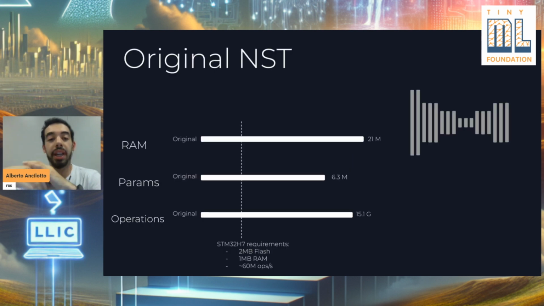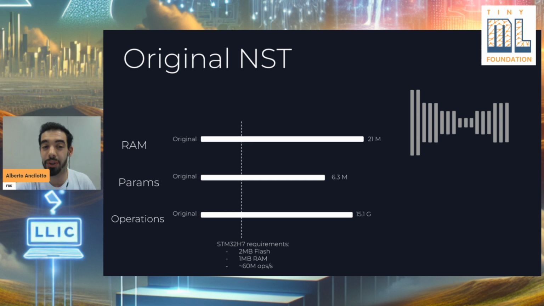So here I have an example of what happens when we do this with our style transfer network. In particular, here we have a small breakdown of the original style transfer network that we were using. And you can see that we are using a big amount of RAM, 21 megabytes. We have a lot of parameters. We require a lot of operations. These are generally not very big numbers, but if you're considering a microcontroller, they are very big numbers.